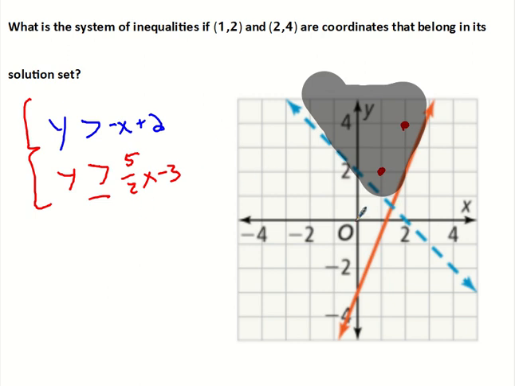I could check the (0, 0) and see if it works. But actually, that wouldn't be a good point to check, right? Because that's not a solution. I would check one of the 2 points I have here. Maybe check the (1, 2), plug it in to make sure that it works for both equations, and it does.